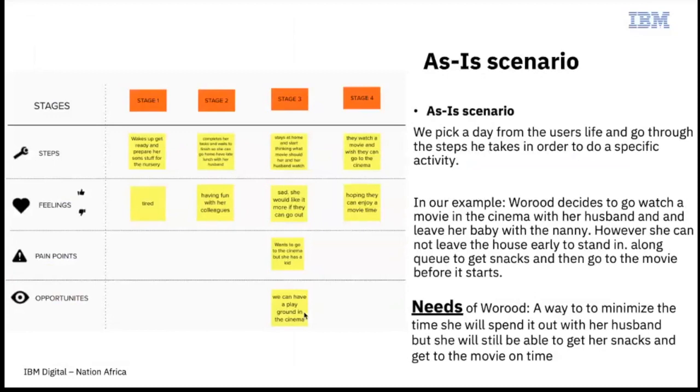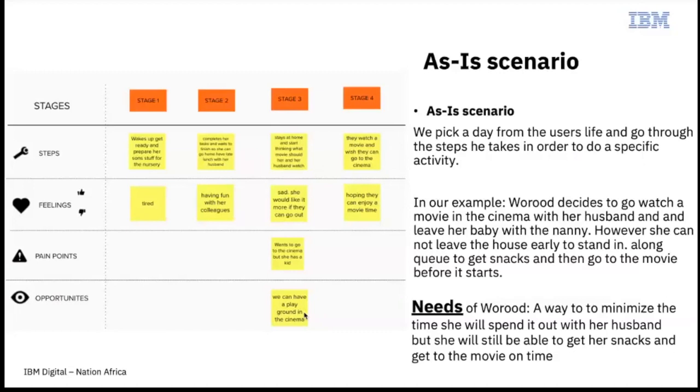So step number one, she wakes up to get ready very early in the morning. She prepares her son to take him to the nursery. She's feeling tired already. Second step, she completes her tasks at work, and she goes back home to have a late lunch with her husband and kids. She's happy, satisfied, but there's something missing.